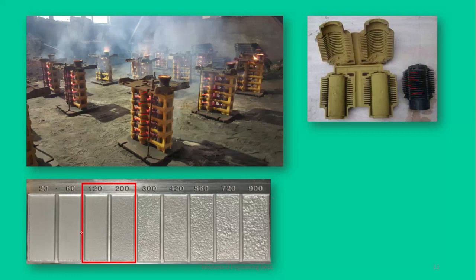From this figure you can see the surface smoothness that we achieve in shell molding. While in normal sand casting we have the surface roughness in this range, like this one, in the case of shell molding it is much smoother than the conventional green sand mold casting.